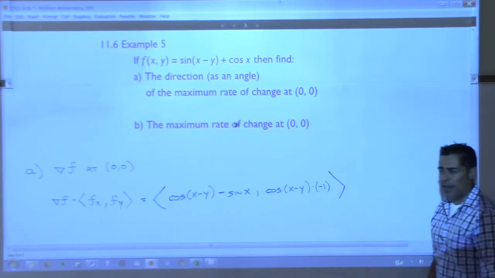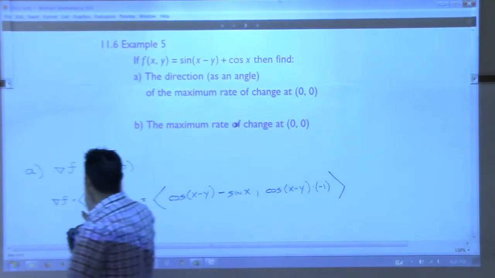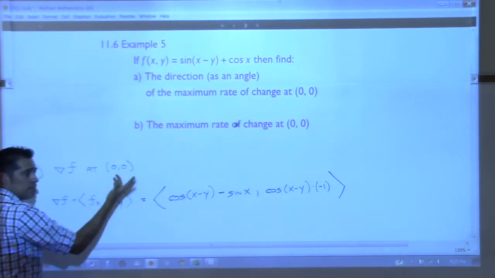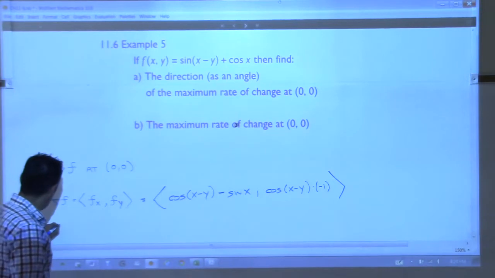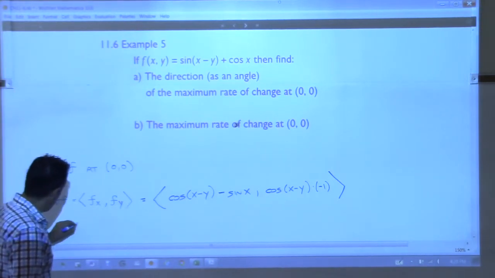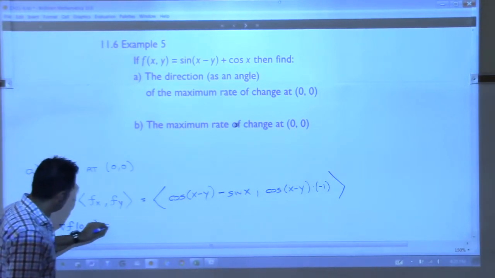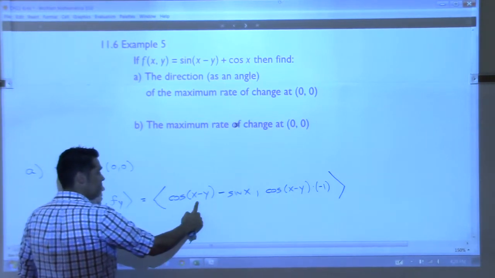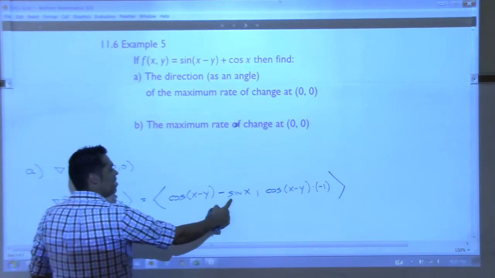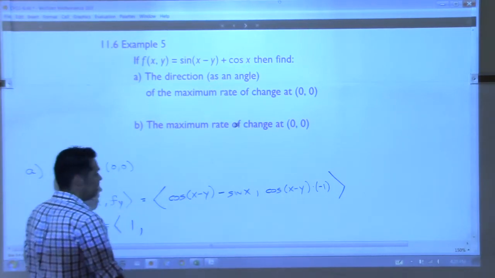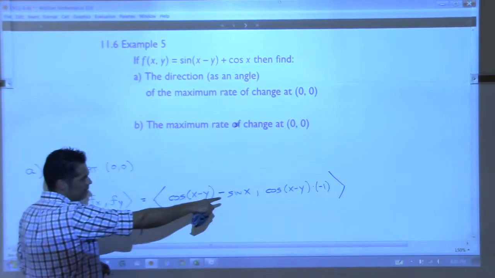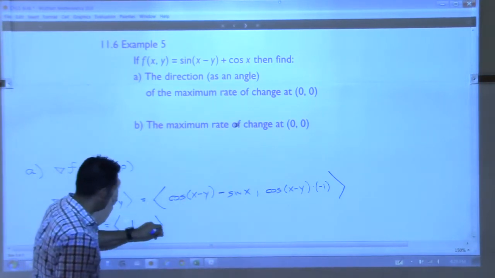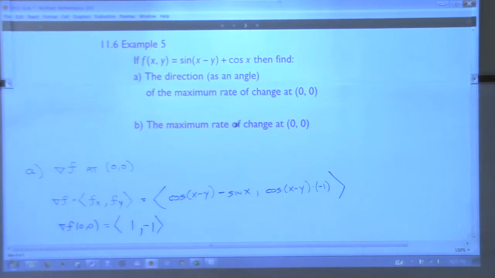Now, we need to know the value of that gradient vector at 0, 0. So I'm going to plug in x is 0, y is 0, and see what I get. The gradient vector of f at the point 0, 0: cosine of 0 is 1, and then minus sine of 0 is still 0, so there's 1. And then cosine of 0 again, times negative, so negative 1. There you go. 1, negative 1.